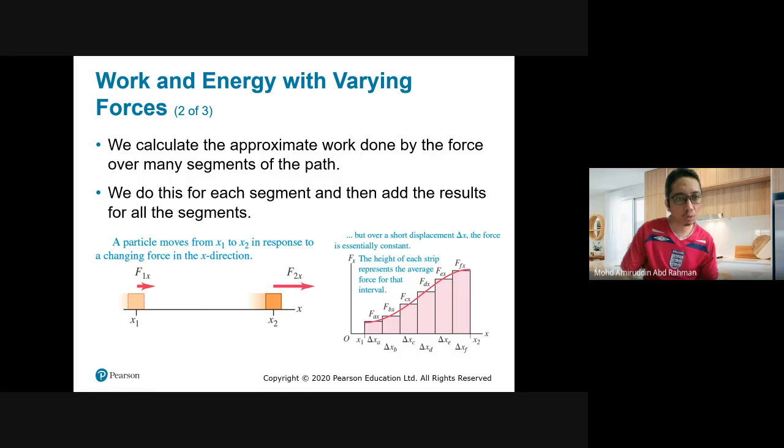We calculate approximately the work done by the force on many segments of the path. Because it is not linear, we need to consider multiple bars. We take a small bar so we can consider the work, dividing it into segments. We do this for each segment and then add the results for all segments. Let's say we have segments xa, xb until xf.